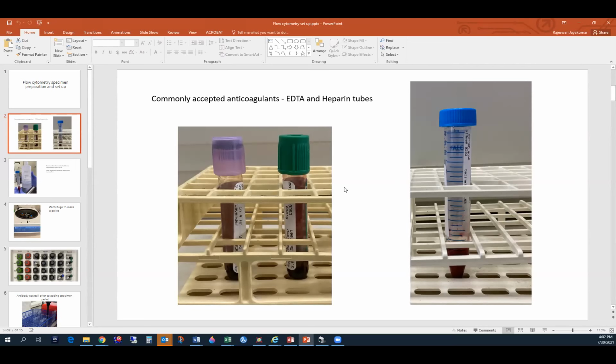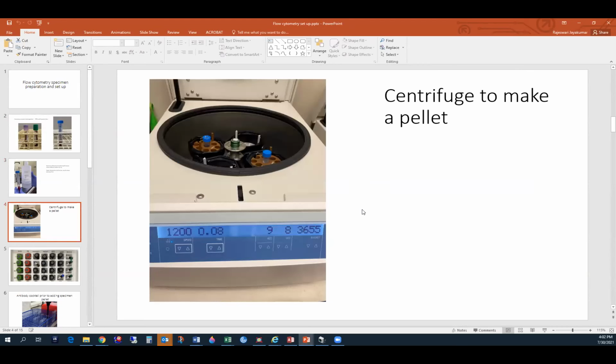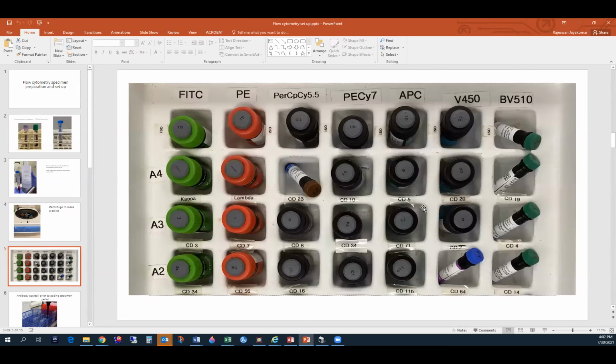Let's assume we get a bone marrow specimen in a heparin tube. The lab would isolate some of the specimen into a falcon tube, and then first do a wash step. They use bovine serum albumin, which is colloquially referred to as stain buffer. They wash it a couple of times, and some laboratories first lyse the red blood cells if it is a bone marrow sample and then wash it. In our laboratory, we first wash it. Then they centrifuge it and make a pellet. Simultaneously, they make an antibody cocktail.